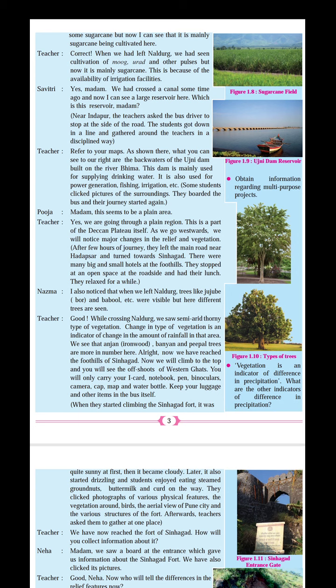They could see different common trees here. They could see the Anjan tree, which is also known as ironwood, the banyan tree and the peepal tree, which are more in number in this area. When they were moving around the Sinhagad area, they could see the offshoots of the mountain. So the teacher told them to take their IDs, binoculars and cameras. Now they will move towards the Sinhagad fort.